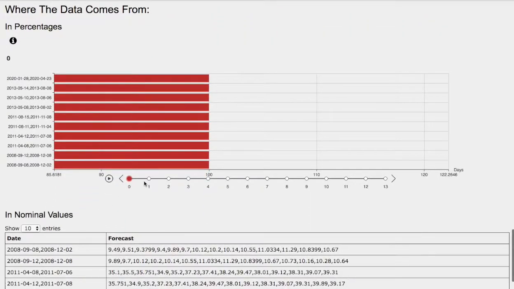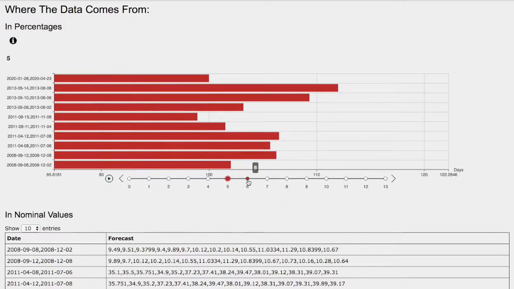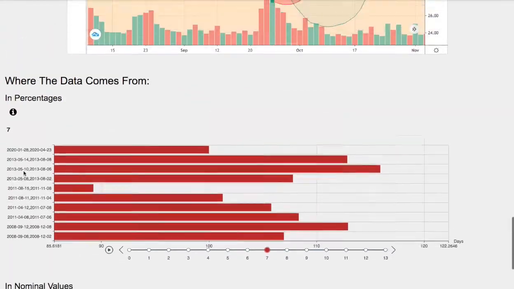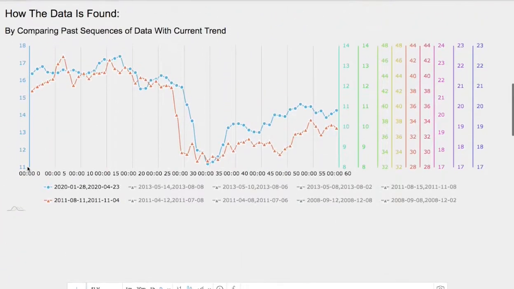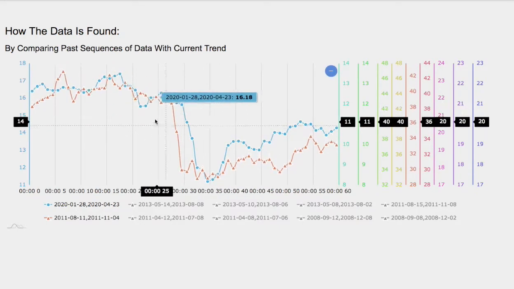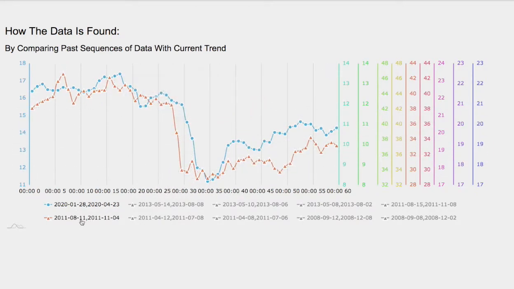As the days progress, we have 1 day out, 2 days out, 3 days out, 4 days out, 5 days out, 6 days out, and 7 days out. So which one of these models should we focus on? Ideally, the model that is best matched to the current trend. The blue lines are the current trend, and overlapping it is a trend that I believe is the best match, and that dates back to August 11, 2011 to November 4th, 2011.